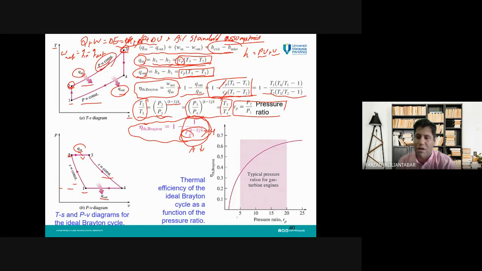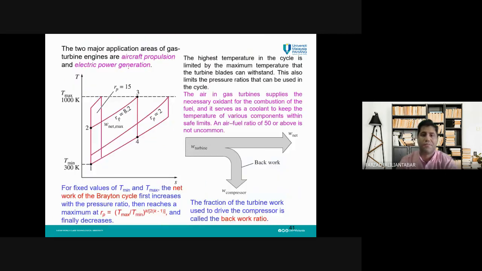You can also see the typical pressure ratio for a gas turbine engine. You can see it is between 5 and 20, the typical pressure ratio for the Brayton cycle. And as I told you, this cycle is used for air propulsion and also for electric power generation. The other important thing about this Brayton cycle is that the highest temperature in the cycle is limited by the temperature that the turbine blade can withstand.